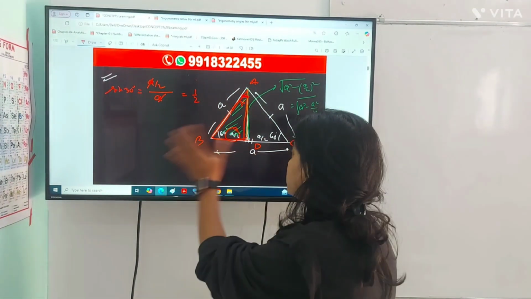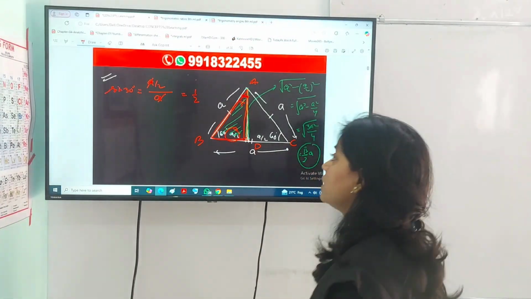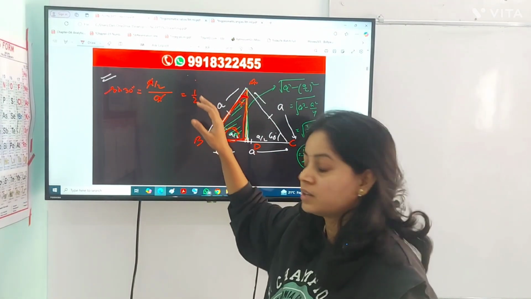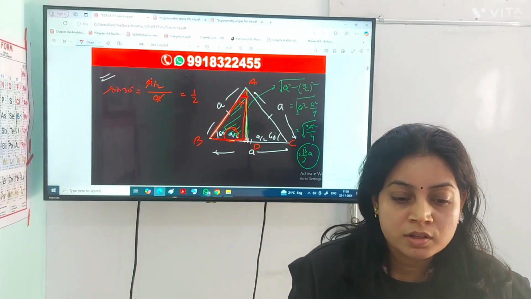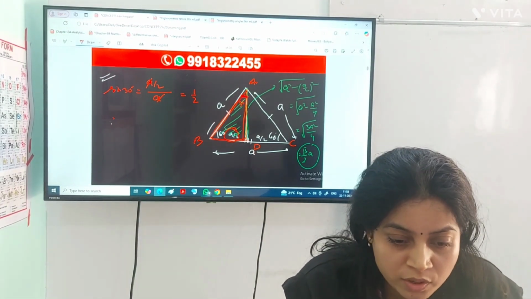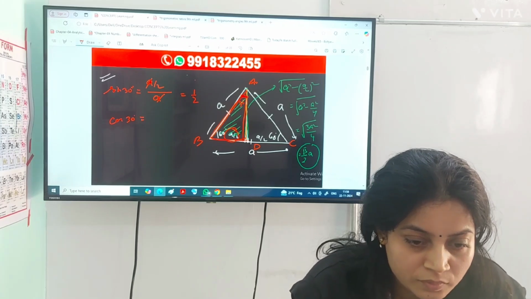So you can memorize it. Because we are going to use it directly, I'm just doing the derivation. It is just for the understanding, but in the questions we will have to directly use the value of sine 30. That will be 1 by 2 only. So sine 30 is 1 by 2.